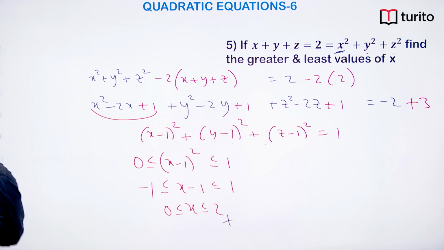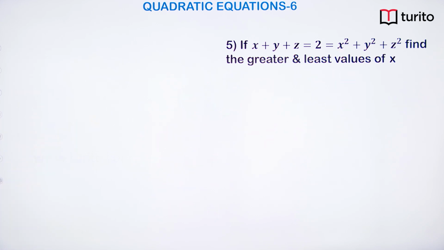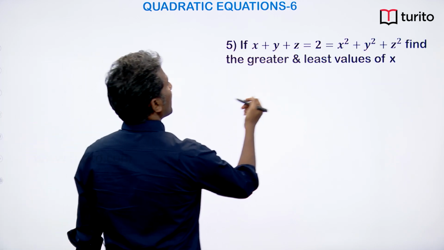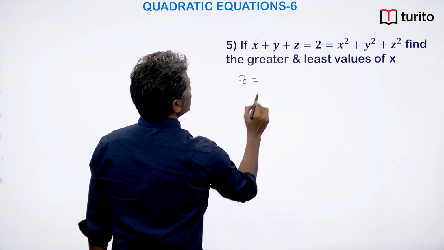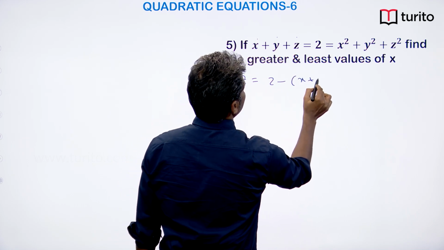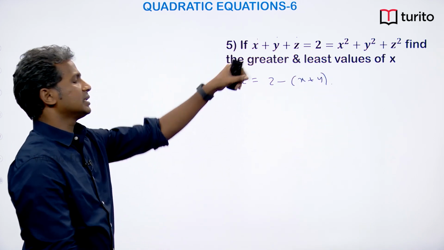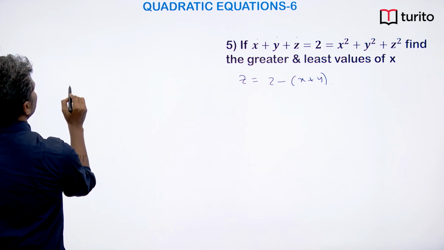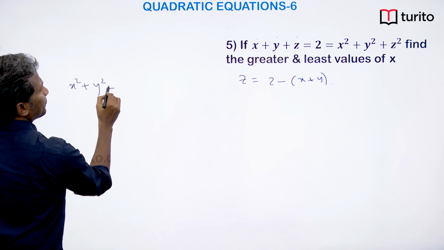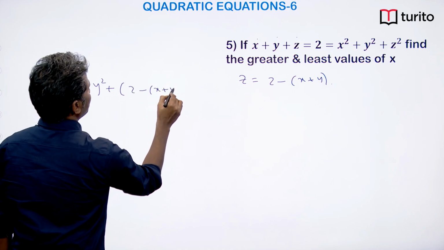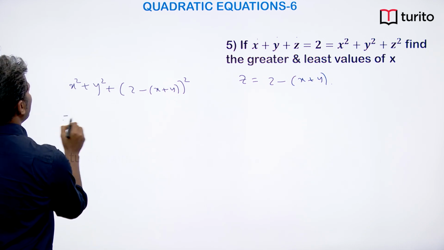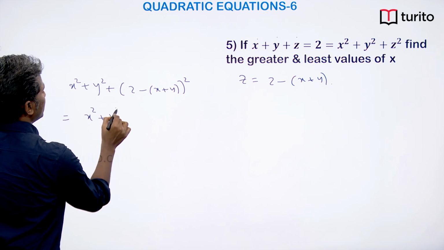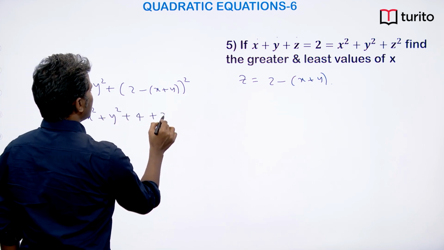Now I will give you another method, the third method, by which we can solve this in a much better way, which is this. Here x plus y plus z is 2, so we can say that z is going to be 2 minus (x plus y). So let us put it there and simplify. So what do we get? x square plus y square plus (2 minus (x plus y)) whole square.